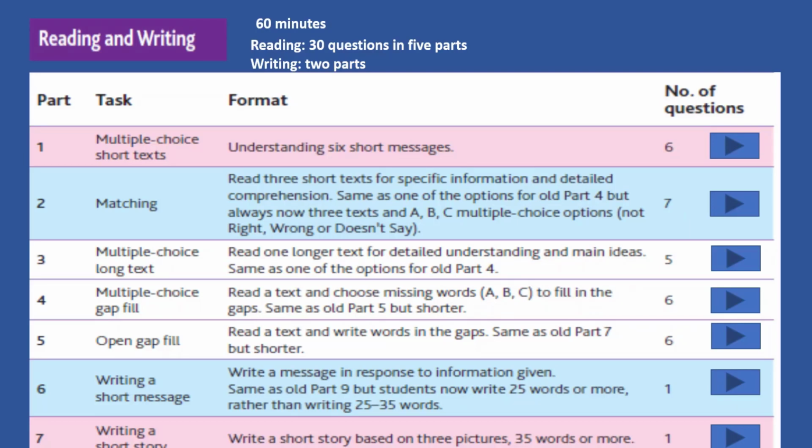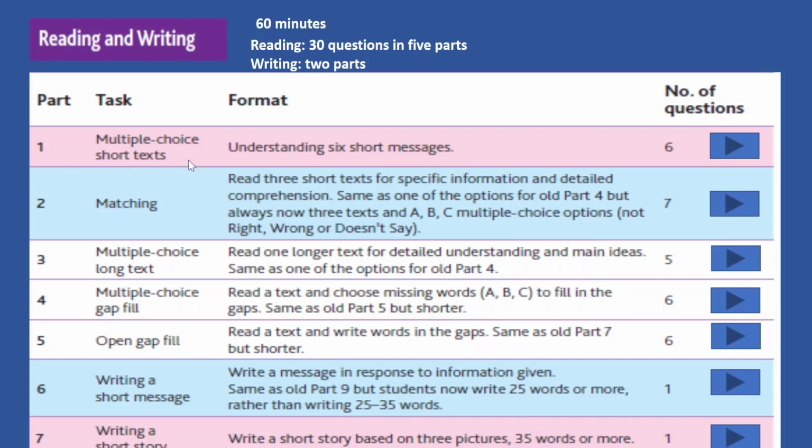The exam consists of two parts: reading and writing, and listening. In the reading and writing section, you have 30 questions for the reading and 2 questions for the writing task. The exam lasts 60 minutes. Part 1, in the reading and writing section, number 1, you have multiple choice short text questions.